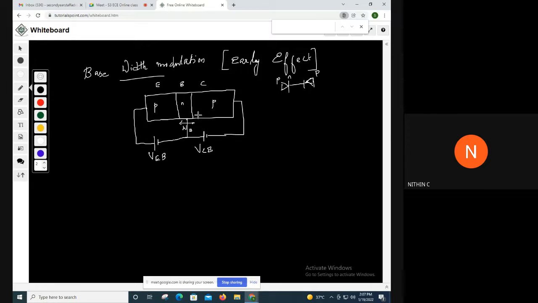So in that case, you know that if you take this junction as the collector base junction, the collector base junction is reverse biased. There is no doubt in that.